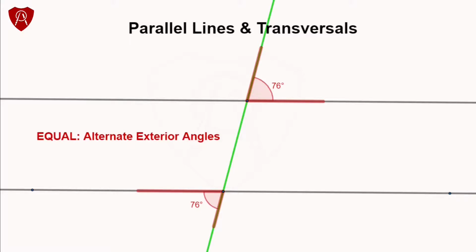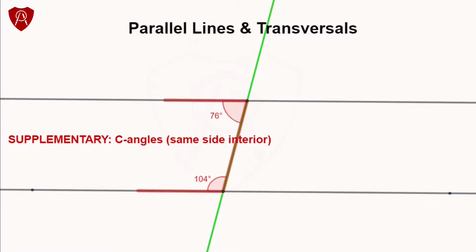We shall now look at those pairs of angles which are supplementary. That means the pair adds up to 180 degrees. The first is this pair of C angles, also known as same side interior angles. Same side meaning same side of the transversal, in this case to the left of the transversal. Interior because they are within the two parallel lines. Same side interior angles, or C angles, always add up to 180 degrees. Therefore, we say they are supplementary.